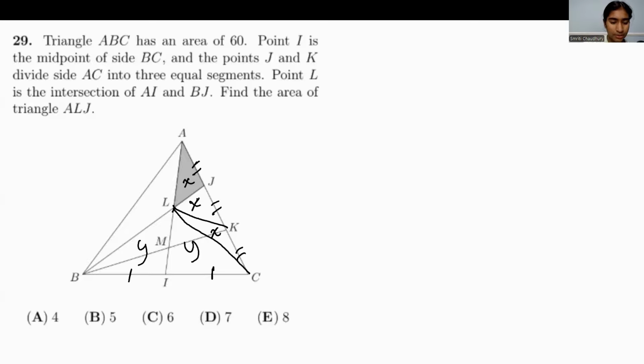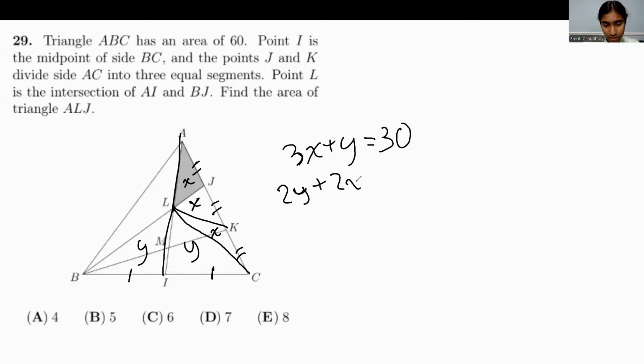Now this is important because the line AI cuts the triangle in half, which means that 3x plus y equals 60 over 2, which is 30. Another thing is that here, BK, BJ cut the triangle into thirds. So now we know that 2y plus 2x equals 2/3 of 60, which is 40.